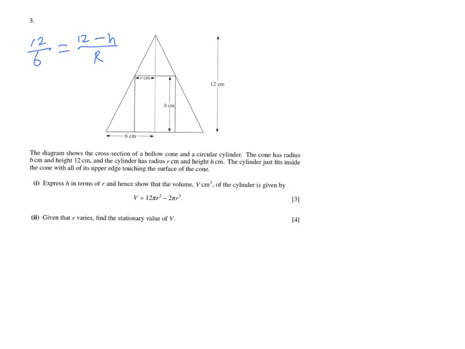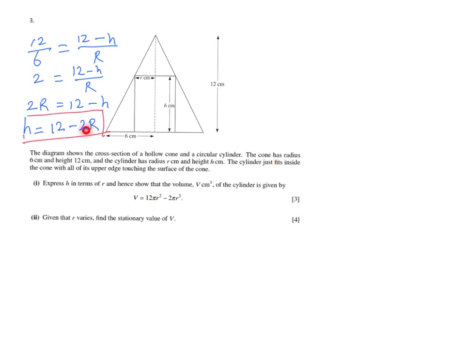There are several things you can do. You could cross multiply now. You can also say, first of all, 12 divided by 6 is 2, equals 12 minus h over r. Multiply both sides by r, so 2r equals 12 minus h. And I'm going to move the minus h to the other side so it becomes positive: h equals 12 minus 2r. Fantastic. So that is the equation expressing h in terms of r.